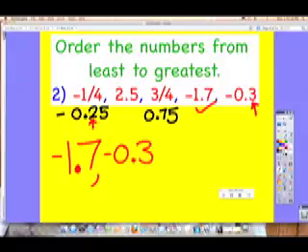Okay, class, shout it out. What number is next? 3/4 is totally next. Good job. And then what's the last one? What are we missing? There you go. Good job.